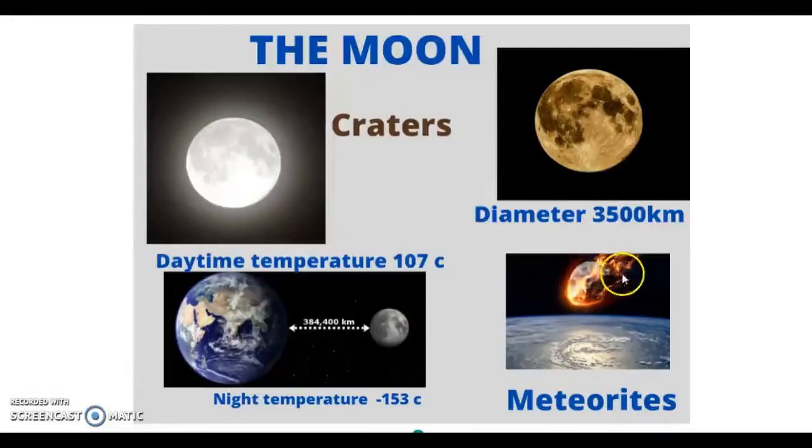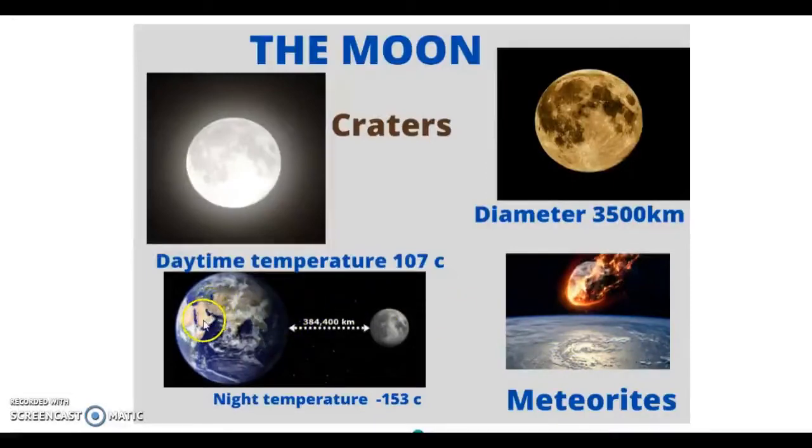You can see in this picture a meteor is crashing onto the moon's surface and it makes a crater on it. So meteors form craters on the surface of the moon.